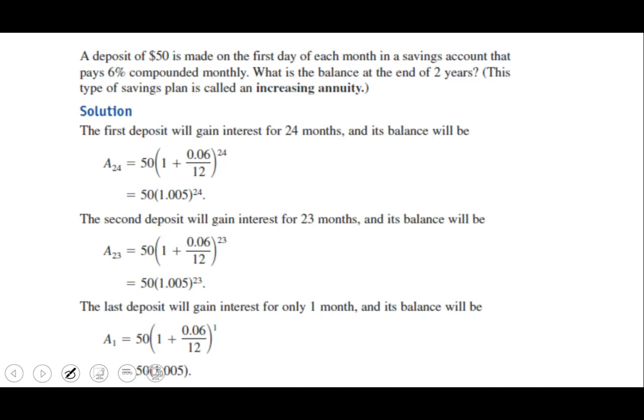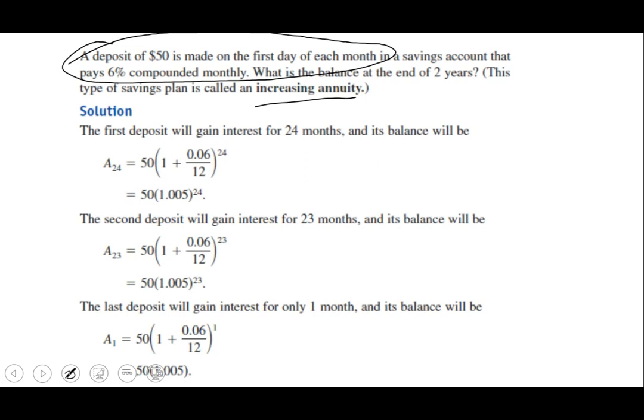The thing that's different here in chapter 9 is what if there is more than one investment? So let's assume that you deposit $50 on the first day of every month. So you don't have just one principal, you have a different principal every month. You're still assuming a 6% interest rate, that it's compounded monthly, and you're still talking about your balance at the end of 2 years. Please note, just for yourself, this is called an increasing annuity.